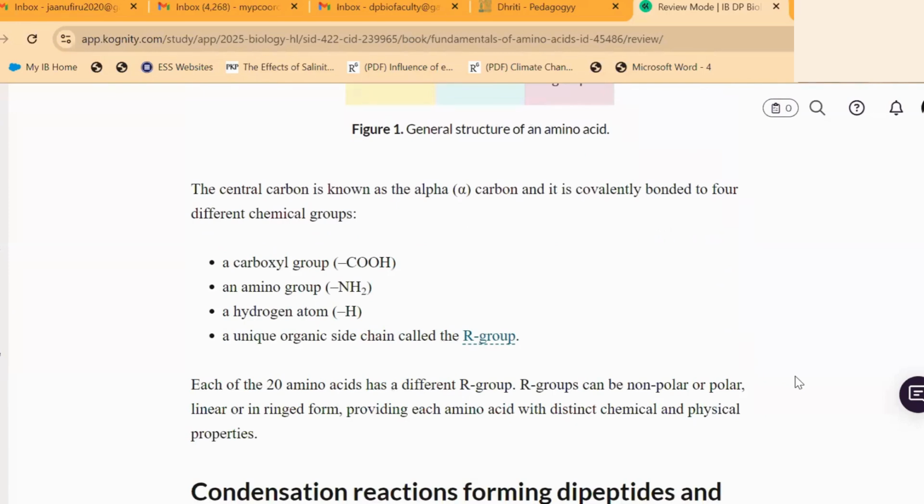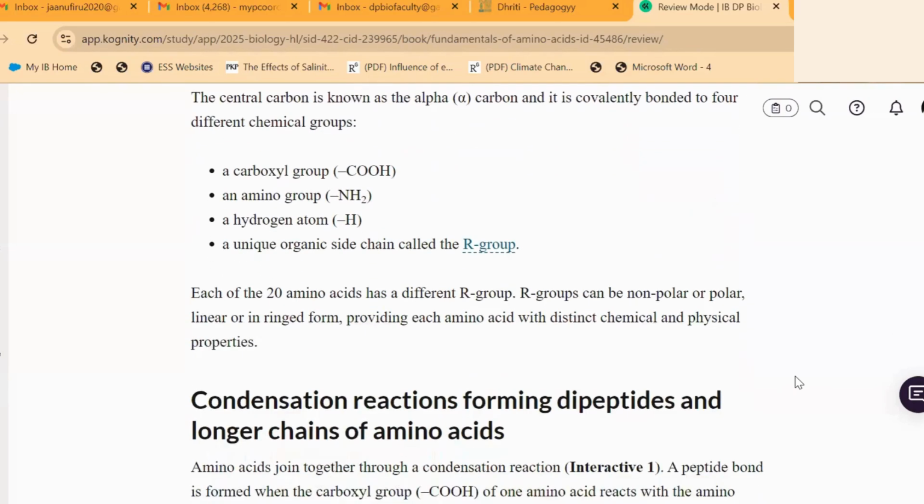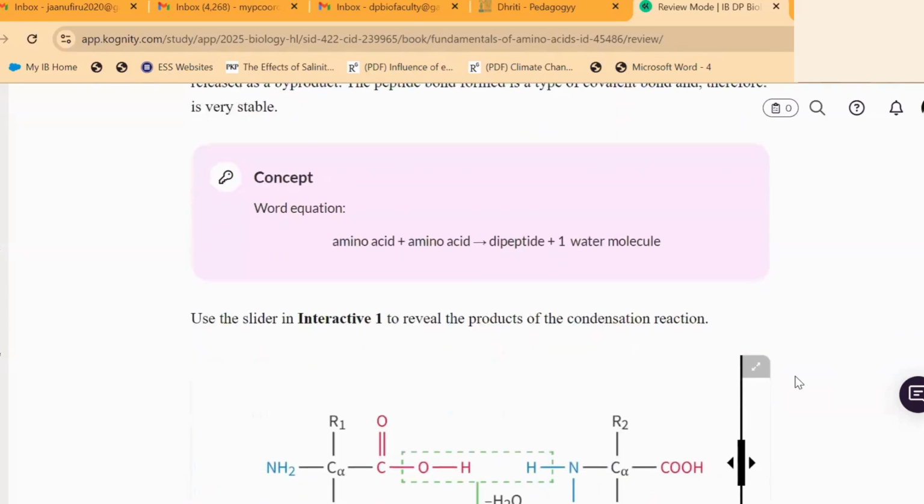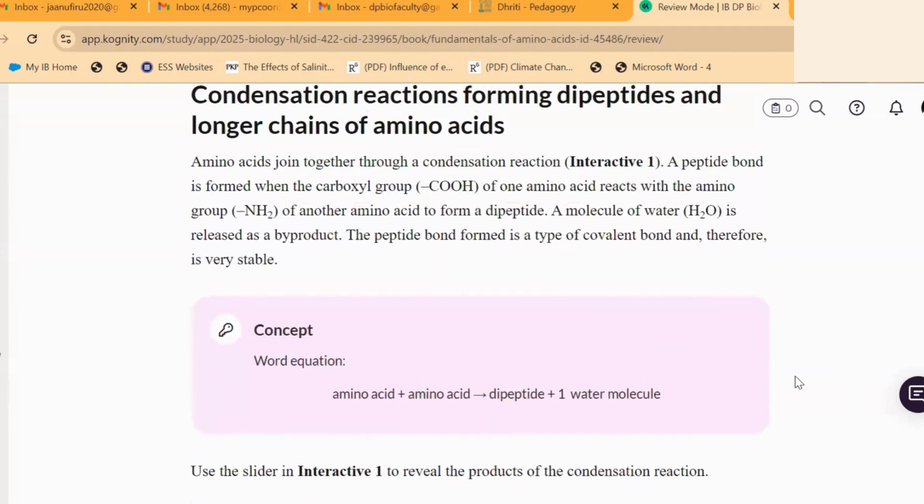So there are four different groups: the carboxyl group, COOH, the NH2 amino group, hydrogen, and a unique organic side chain, which is the R group. And the R group can be polar, non-polar, linear, or ring form. In the 20 different amino acids, each has a different kind of R group. Some will be just CH3, some will be a ring shaped structure.